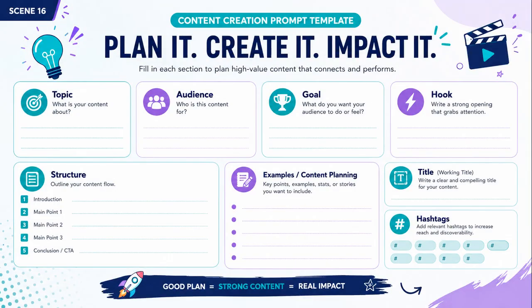Now let's look at template 4, content creation prompt. Use this for scripts, posts, or video ideas. Act as a content strategist. Create content on topic for audience. Goal: education, awareness, engagement, conversion. Use a strong hook, clear structure, and practical examples. Provide title, outline, script, and hashtags. Avoid clickbait and keep the tone trustworthy. This gives AI the full creative direction.